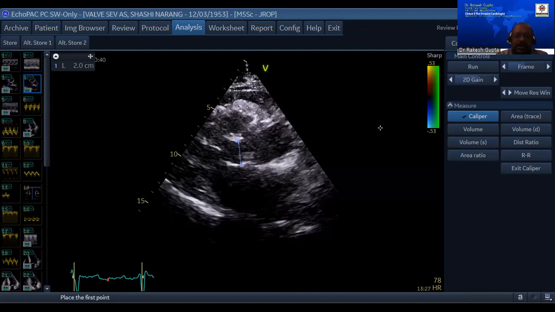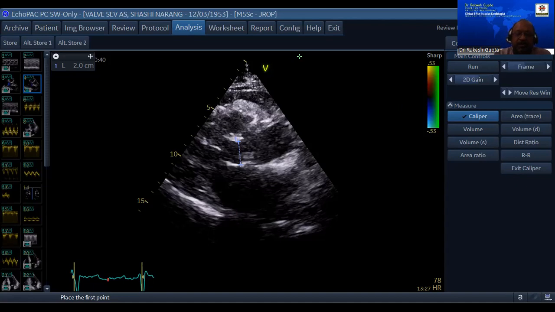The GLS is one value which gives you identification of subclinical LV dysfunction. Only point to remember is they have an absolutely normal LV systolic function. If the LV systolic function is poor, then it becomes low flow, low gradient, with poor LV systolic function.